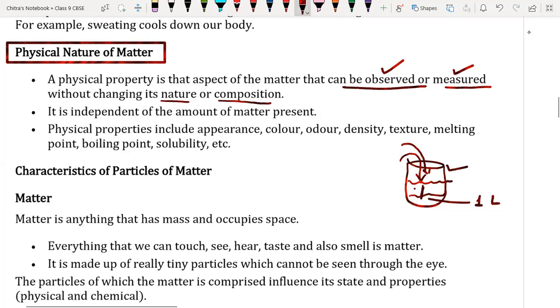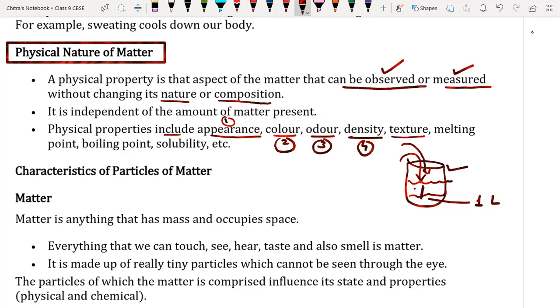Let's discuss more. The physical properties include appearance. So what are the physical properties? Number one, we have the appearance. Number two, the color. Number three, odor. Odor means the smell. Then we have the density. Fourth one is the density. What is density? It is the space occupied by the particles. Then we have the texture, the hardness.